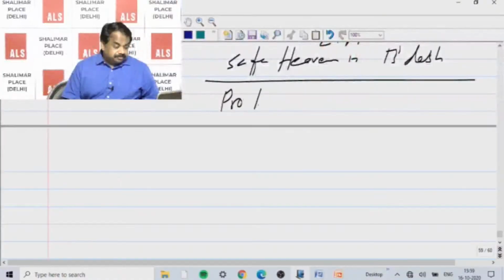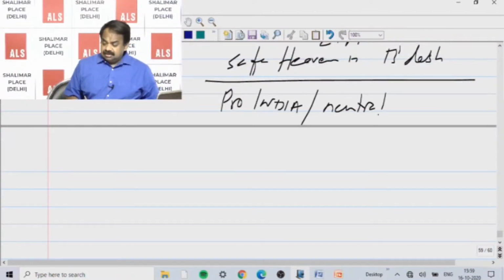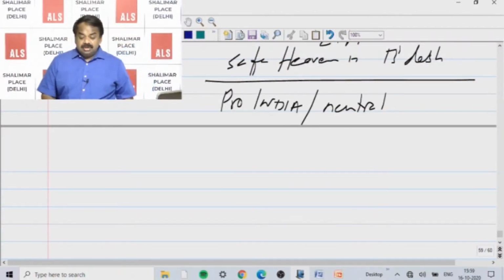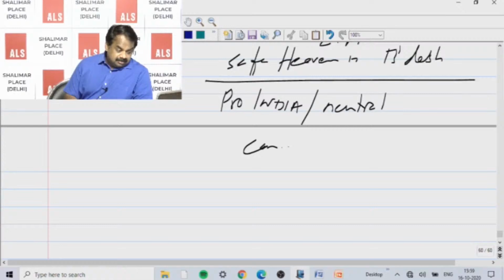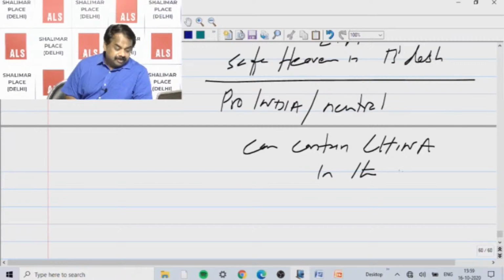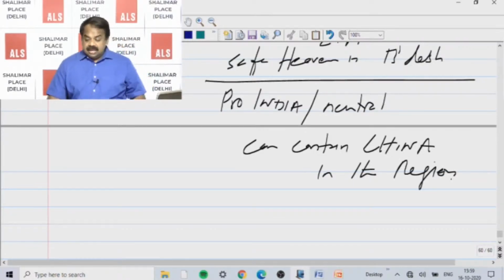And a second point is a neutral or a pro-India Bangladesh. Even a neutral Bangladesh can ensure the containment of an assertive China in the region. It can contain, because of the onslaught of China. Everywhere finally we talk about China, that's the reality.